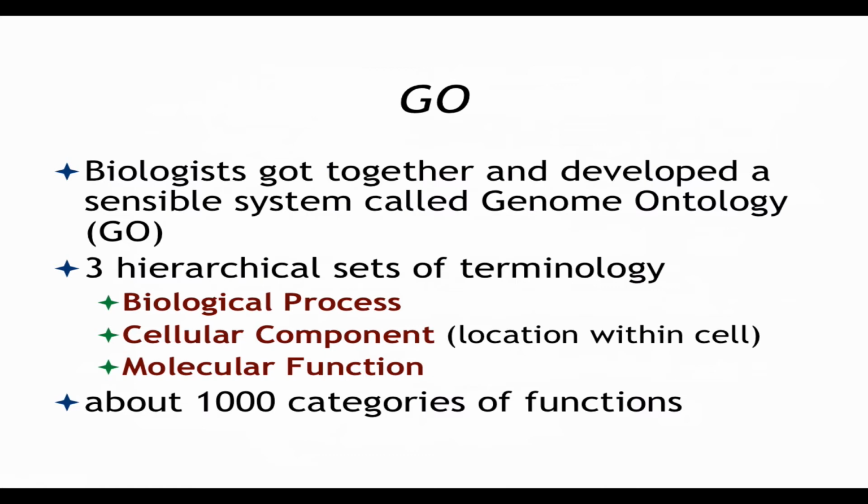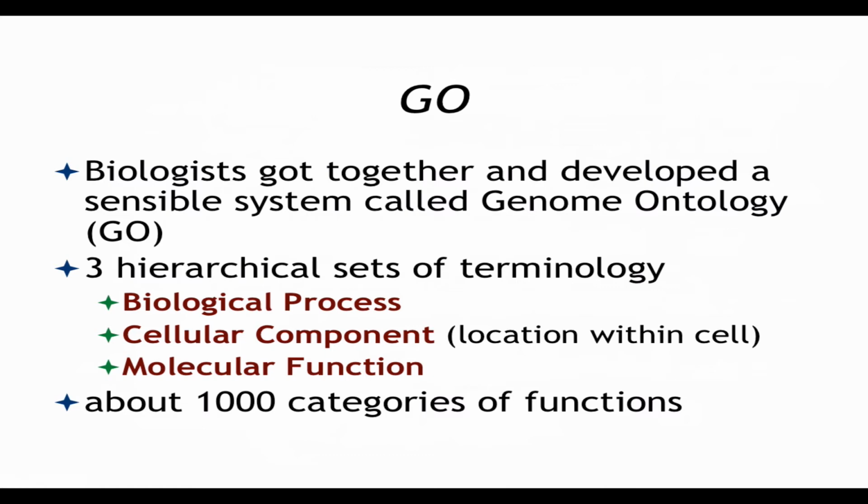So there are biological processes, things like development, cell division, gene regulation, a pore that regulates the movement of some molecule in and out of the cell. And there is cellular component, which generally refers to a geographical location in the cell: nucleus, cytoplasm, mitochondria, etc.